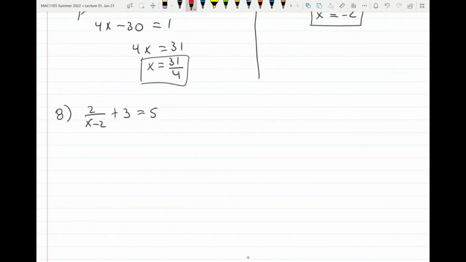So what's the LCD? x minus 2. Very good. Remember, there's only one denominator, then the LCD is that guy. So multiply everything by x minus 2. The x minus 2 cancels with the x minus 2 over there, so you just get a 2. But remember, every single term gets multiplied.